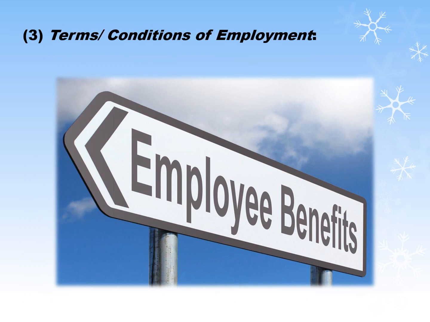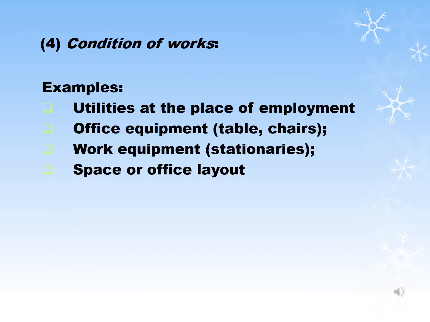Third is the terms and conditions of employment, which includes the terms and conditions in the employment contract or collective agreement, for example, whether it is express, implied, monetary, or non-monetary. The existing benefits is an example of an implied term of conditions of collective agreement. It may involve any monetary or non-monetary benefit which have been the common practice of the company. Next is the condition of works. For example, the utilities at the place of employment, office equipment, for example, table, chairs, work equipment like the stationaries, and even the space or office layout.